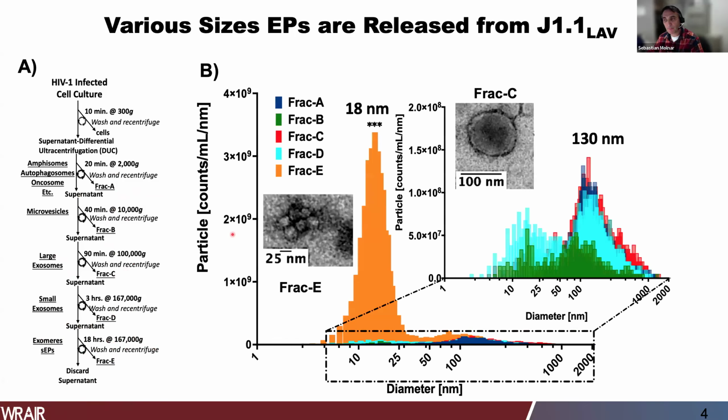First we did their sizing, where we used NTA, nanoparticle tracking analysis, which we also confirmed by transmission electron microscopy. We observed that extracellular particles in fraction A to fraction D had a peak size around 130 nanometers, while the 167,000 g spin for 18 hours, fraction E, in orange, had a peak size of 18 nanometers, which we also confirmed by electron microscopy. More details can be found in the paper that we recently published.